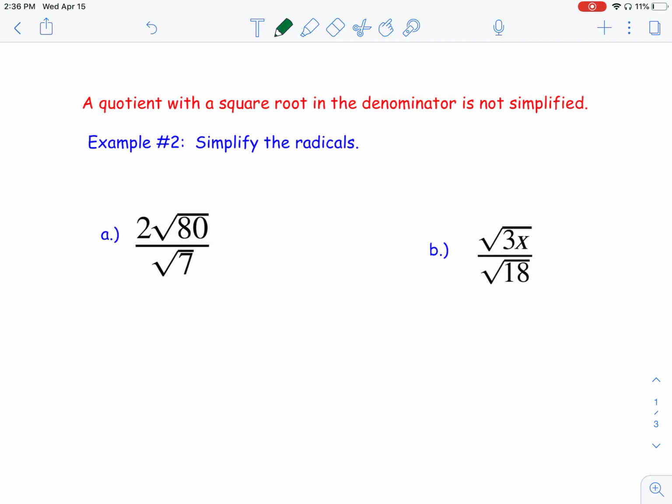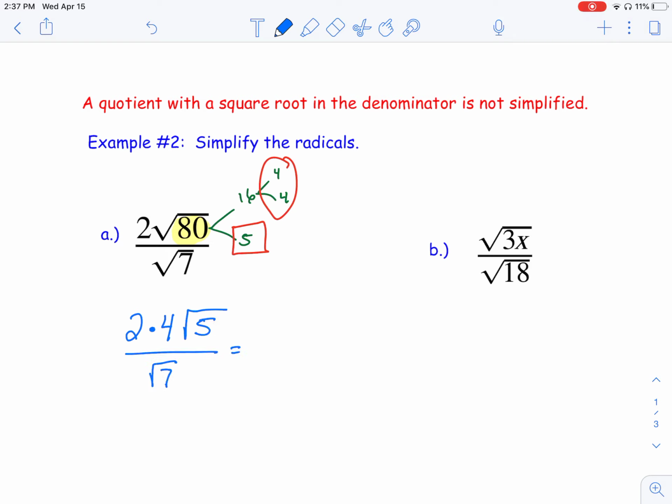If we look at 2 radical 80 over radical 7. First thing that I notice is I can simplify radical 80. That's going to be 16 times 5. 16 is a perfect square of 4 and 4. So I can take out a pair of 4s and I'm left with a 5 underneath. So this really becomes 2 times the 4 I take out, and I'm left with radical 5 underneath, which leaves me with 8 radical 5 over radical 7.